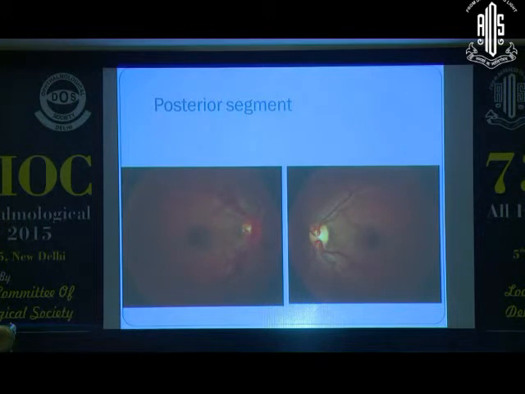So these were the posterior segment findings. Can someone describe them? So what you see classically over here is a dilatation. I'm sorry, the images are not clear on your side. It's very clear on mine.